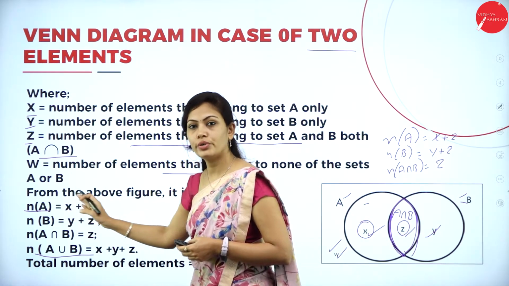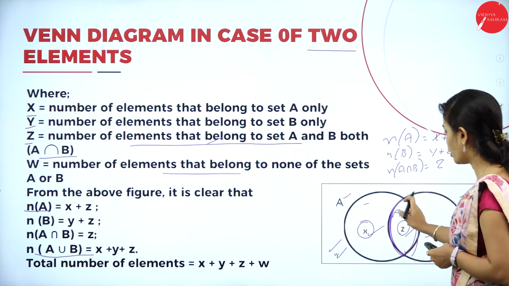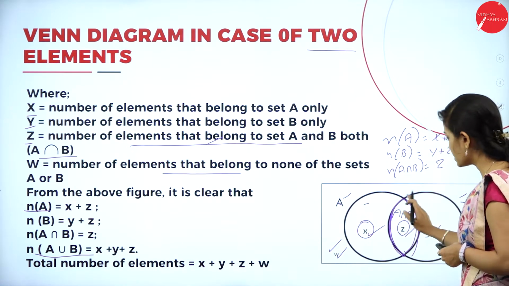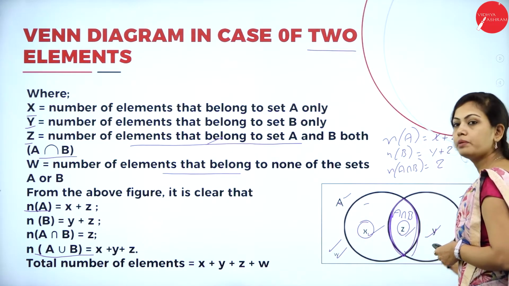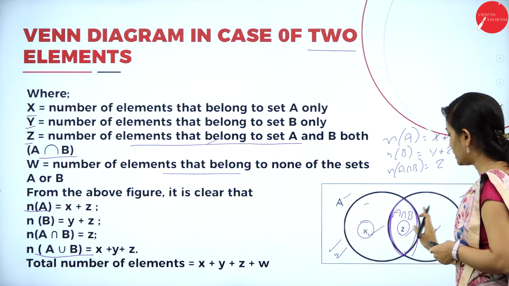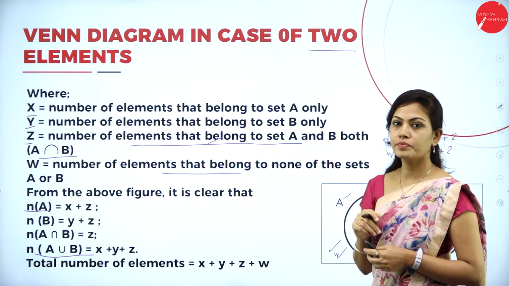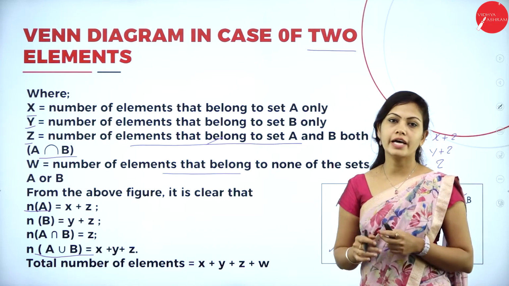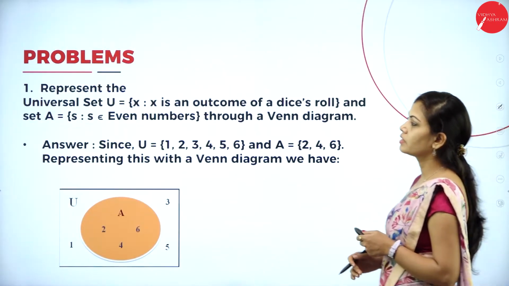So what is n of A? N of A is equal to x plus z, n of B means it is y plus z, n of A intersection B means it is only the common region, z, and n of A union B means both, x plus y plus z. This is the basic structure of a Venn diagram. Using this method, you can draw a Venn diagram easily. So let us understand the concept clearly.